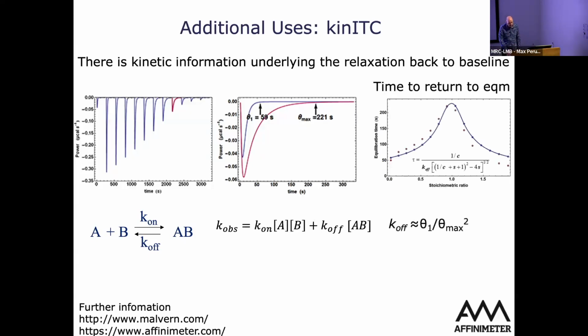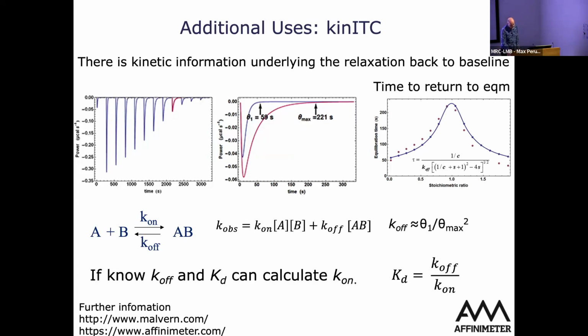And they find that if you then plot this, using this equation here, don't worry about that, you'll get a curve here, which you can then fit to give you what the K off is. And of course, if you know the K off and you know the binding constant, then you can work out what the on rate is.